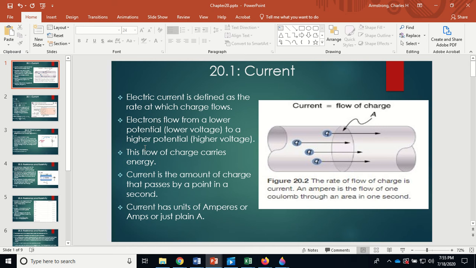Current is the amount of charge that passes by a point per second. Current has units of amperes, or amps, or just plain A. So it's basically coulombs per second, and coulombs per second is an amp. Okay, so the amount of current that passes by per second, that's an amp.